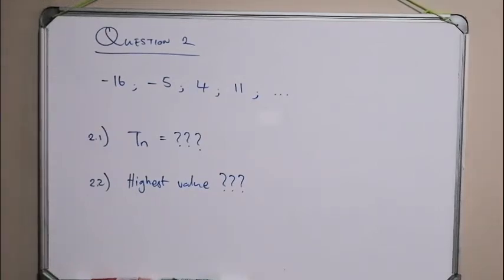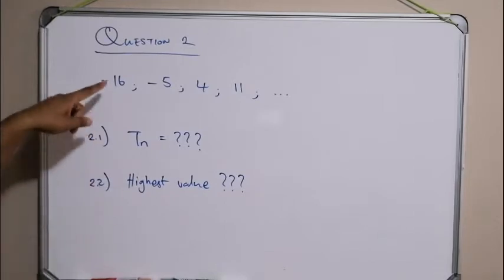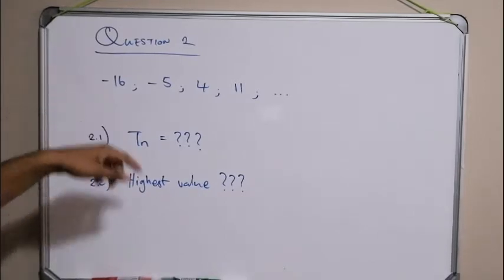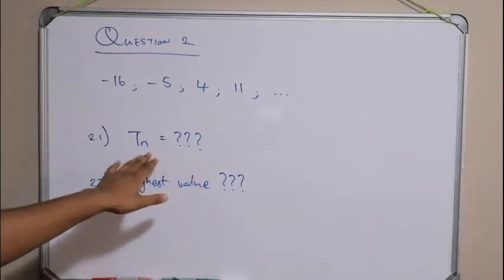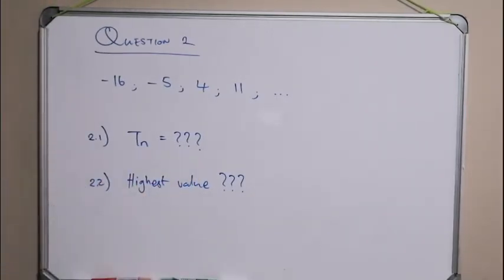Okay, so tenacious test 1, question 2. Over here we have a quadratic number pattern, and the first question is for us to find the general formula, Tn, and then the second question is to find the highest value for this sequence. Okay, so let's get into it.